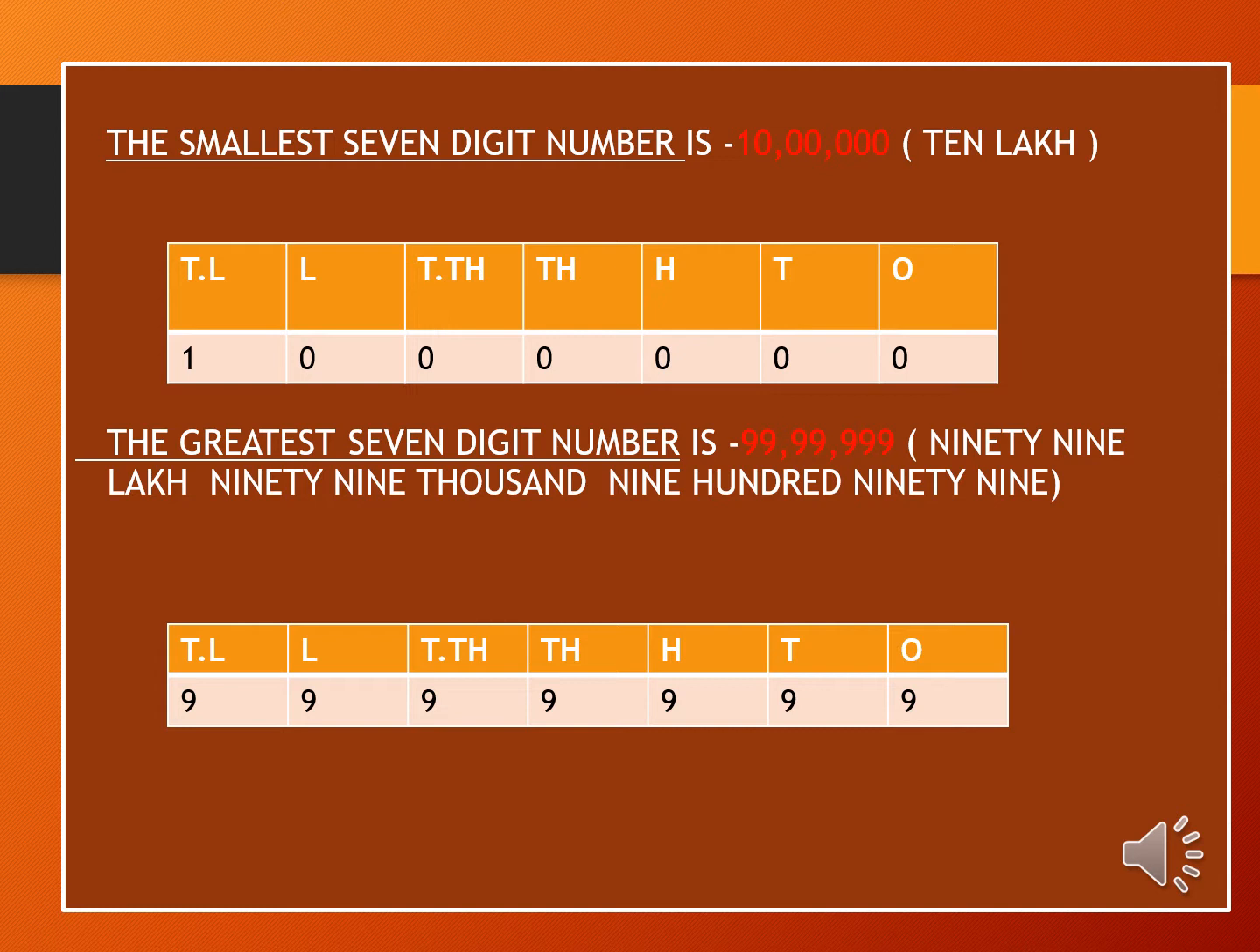Adding 1 to the greatest 6 digit number, you will get the smallest 7 digit number. That means 9,99,999 plus 1 gives 10 lakh. And which is the greatest 7 digit number? The greatest 7 digit number is 99 lakh 99,999.